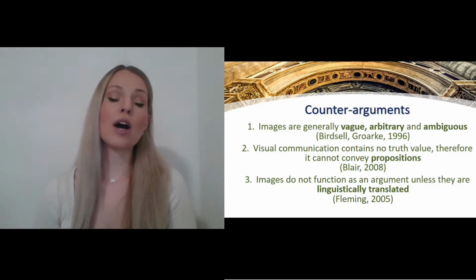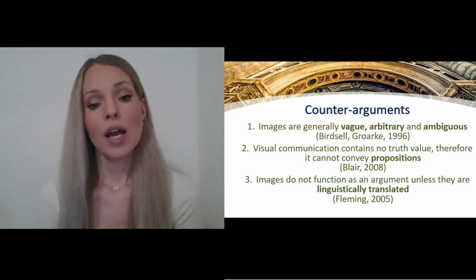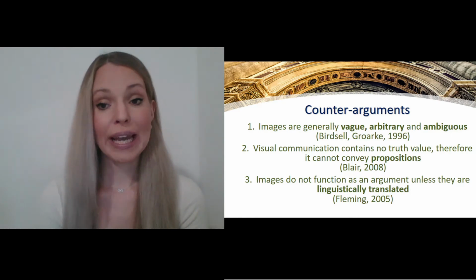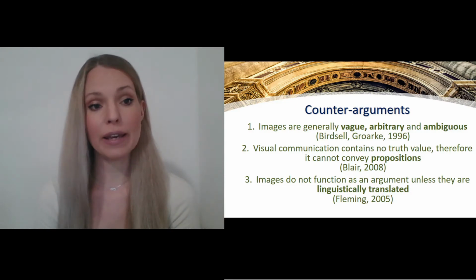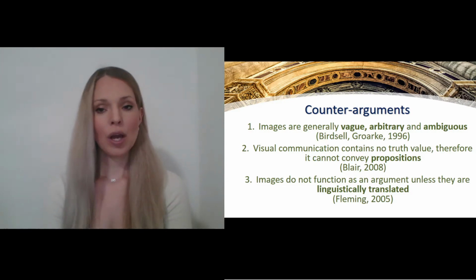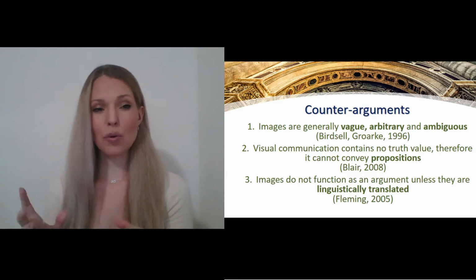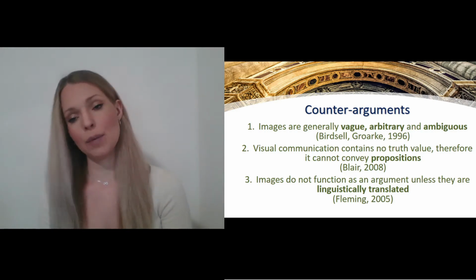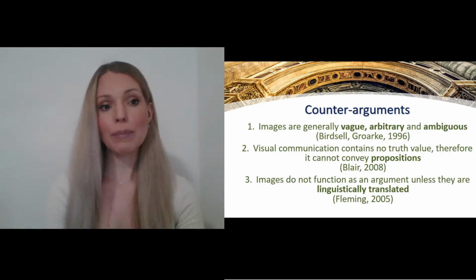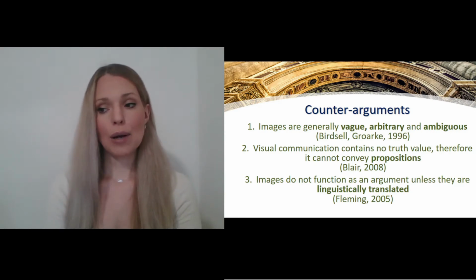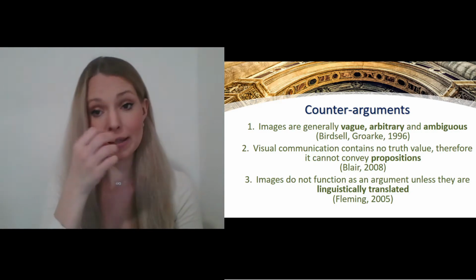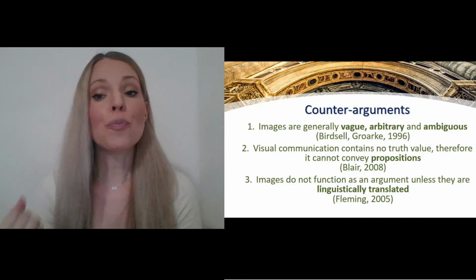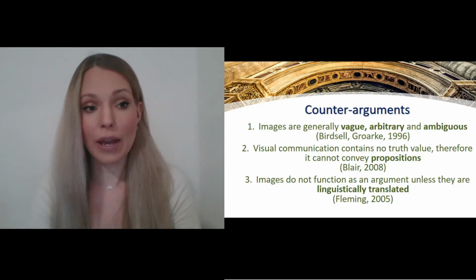Now, there are three types of counter-arguments or oppositions towards the notions of visual communication. One of them is that images are generally really vague, arbitrary and ambiguous. So you look at a picture and it is going to be vague. You don't know the proper meaning, who is portrayed. You don't understand what the image really wants. You don't understand, for example, tenses. Did it happen in the past? Does it refer to the future? Is it happening right now? You don't understand the proper meaning, so they definitely will be vague and ambiguous.